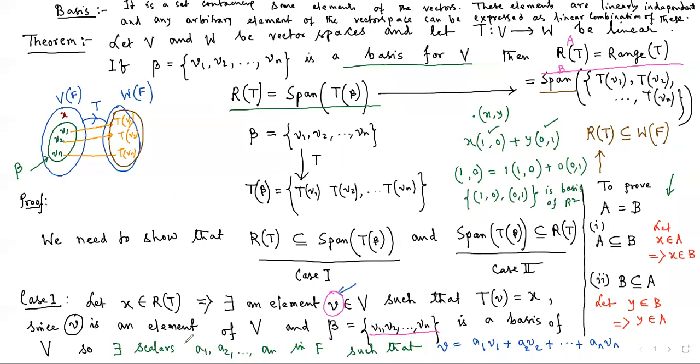So we choose some scalars. We know that there will exist some scalars a1, a2, ..., an in the field, so that v can be expressed as a1 v1 plus a2 v2 plus ... plus an vn. Clear? Yes, sir. Clear now.